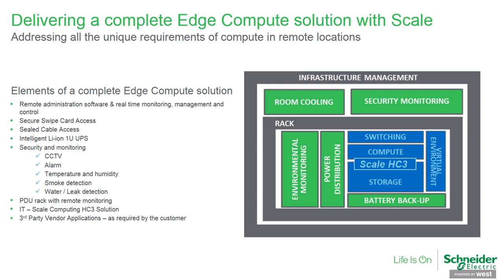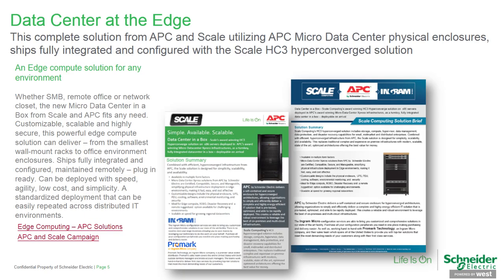And within that rack, we include room cooling monitoring, security monitoring, environmental, all the power distribution, UPS, and backup. Then the blue area is what Scale would bring to the solution, which was the switching, the compute, their hyper-converged solution, combining the virtual environment and the storage. And then on top of that, if there are third-party vendor applications, then those are applied as the customer needs to.